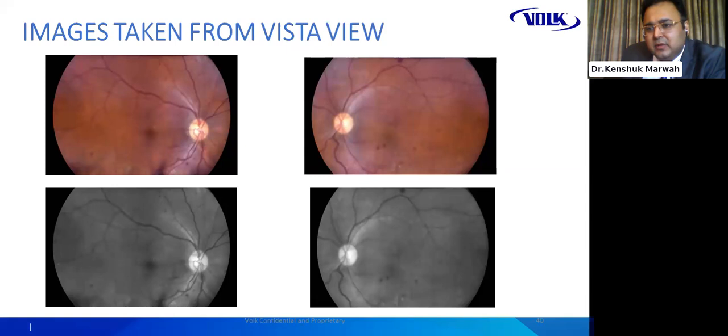We have taken images of the laser done in patients of proliferative diabetic retinopathy. Maybe in some other seminar, I will also share the images done post laser, and we have taken images while using the Vista View.